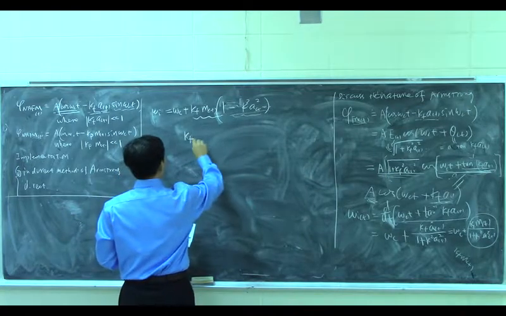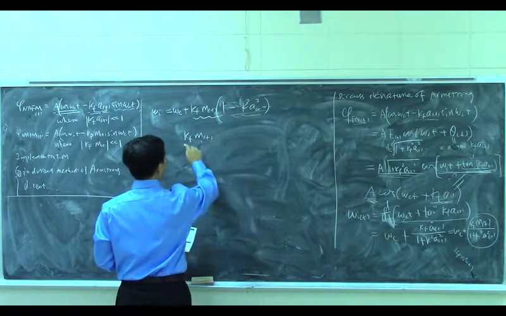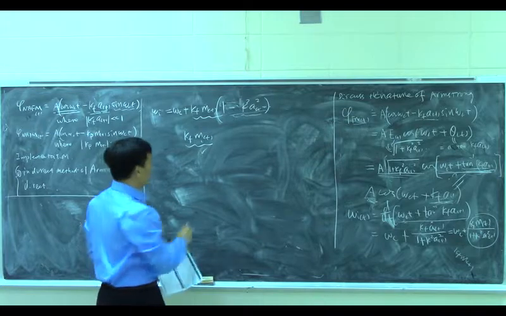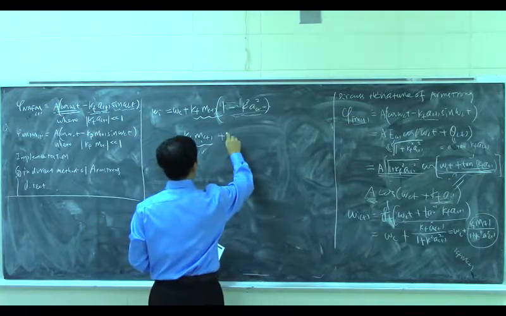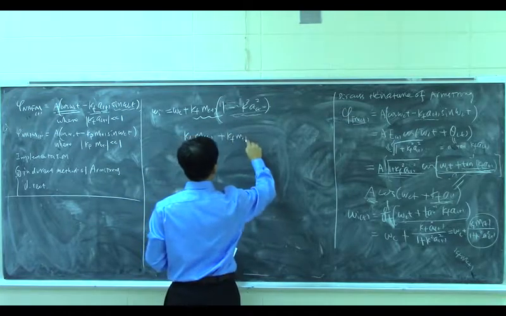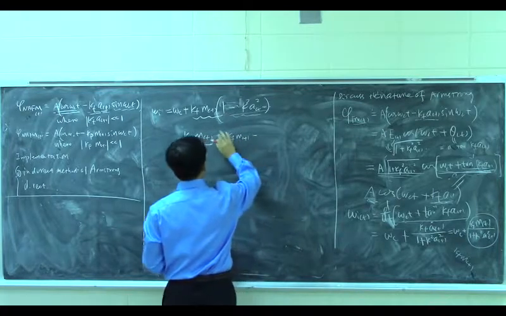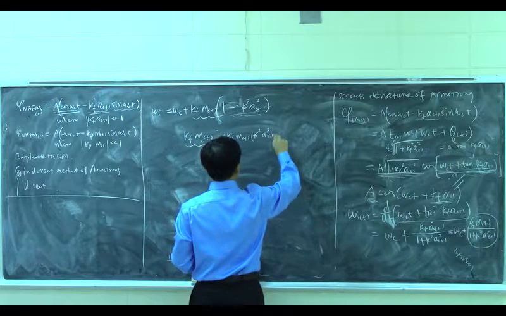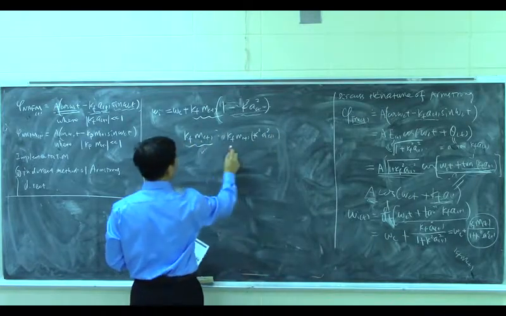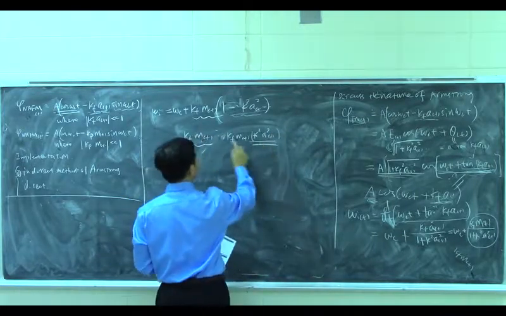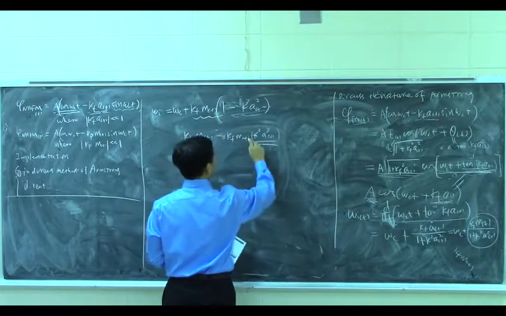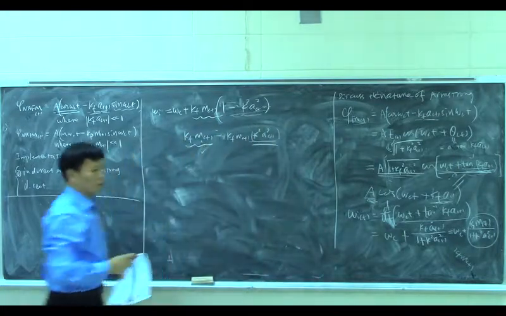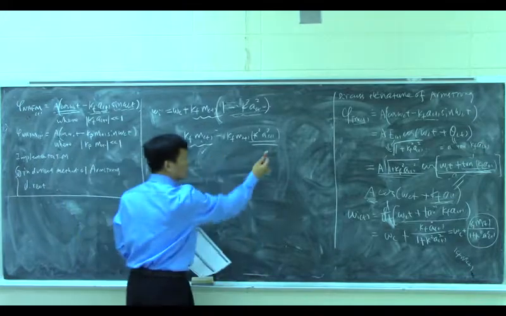So k_f m(t) is good. This is what we want. And we have another term, k_f m(t) minus times k squared a squared. This one's coefficient equals 1, and this coefficient equals this one. So we can see this one is much smaller than the other one. But this term is called the distortion.